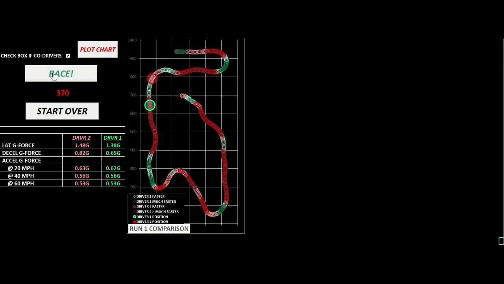So it's kind of an interesting comparison when you have co-drivers, or even comparing against yourself. This could be your first and your second run that you're comparing against yourself. Either way. This just happens to be Don and Landon.